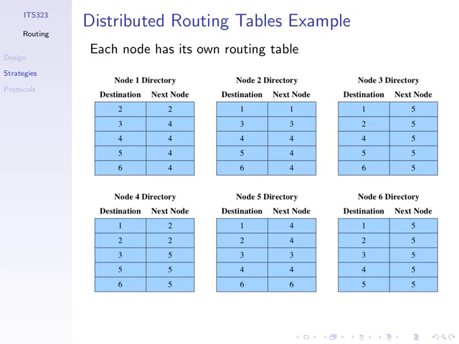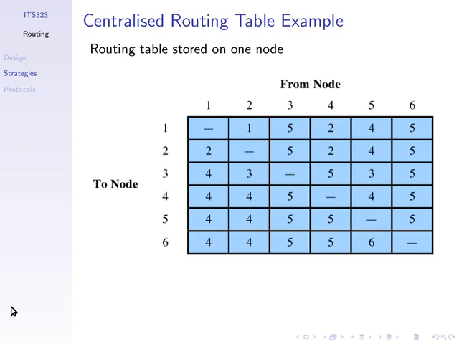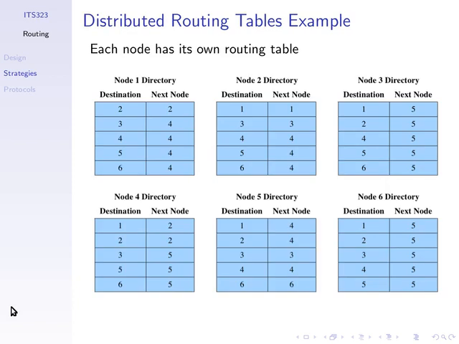This example is if we have distributed routing tables. That is, each node stores its own information. The previous slide is an alternative. Maybe there's one special node in the network that stores all of the routing information. Then it would look like this. It's just a combination of those 6 tables into one, where we read it as, if we are at node 3, and we want to reach node 4, the next node is 5. If we're at node 5 and we want to reach node 6, the next node is 6. All this is a combination of this information.